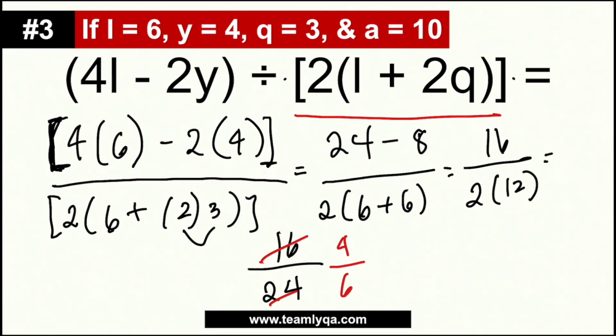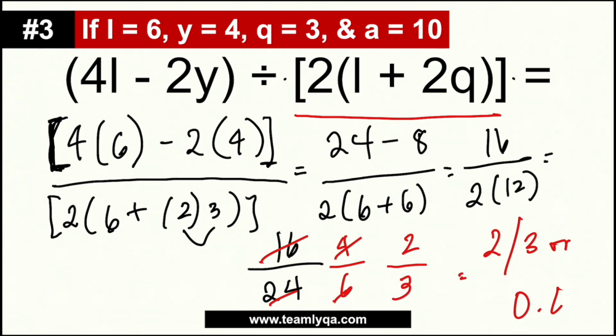Pwede ko siya i-divide pareho sa 2. So, this will leave me with 2 over 3. So, my answer here would be 2 over 3. Or, kung gusto ko i-decimal yan, that would be 0.6 with a bar. Okay? So, I hope you got that right. If you didn't, that's okay.